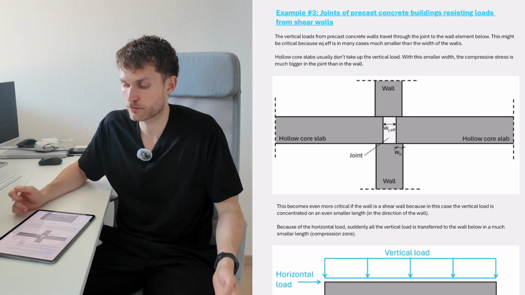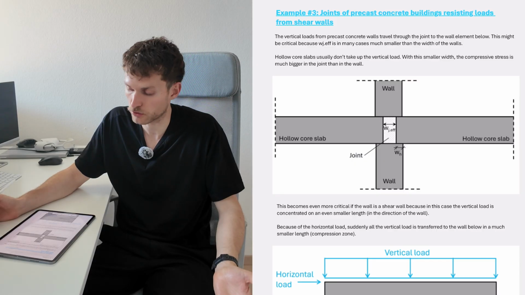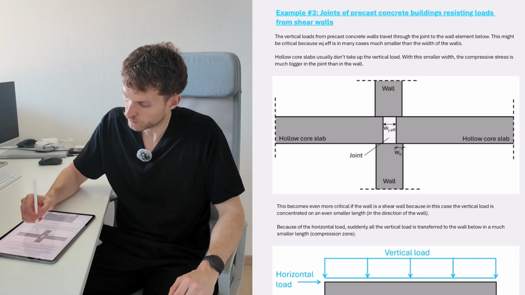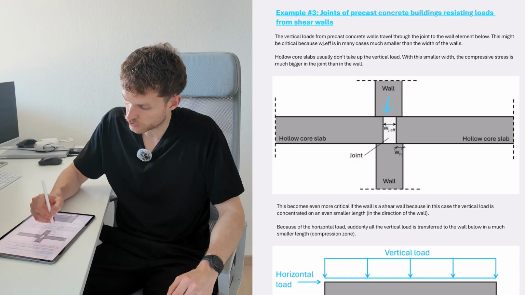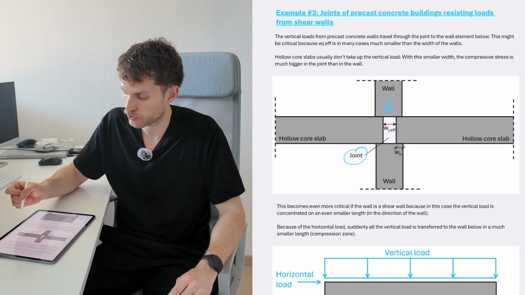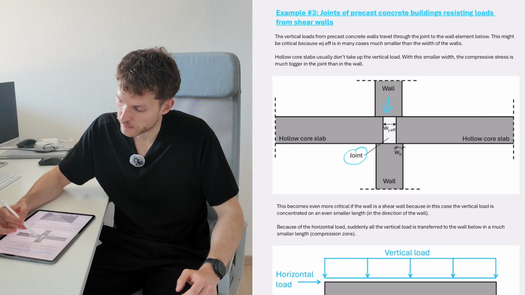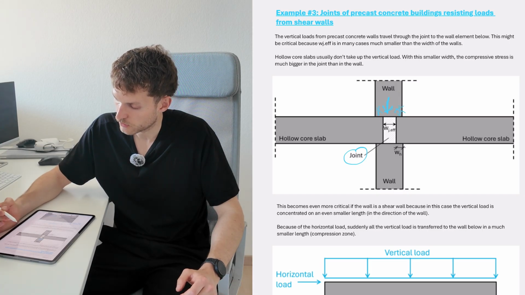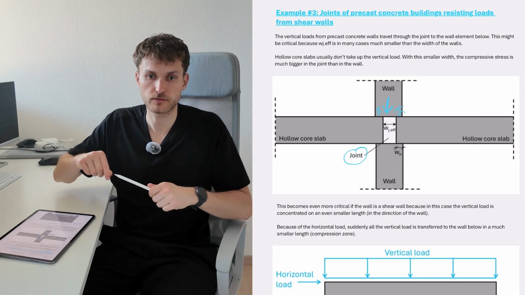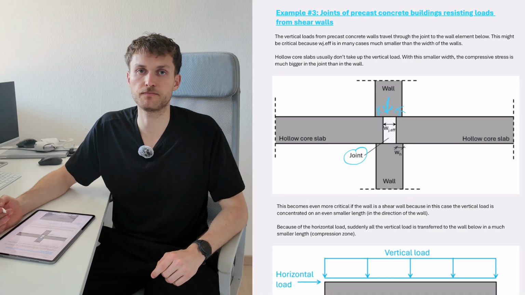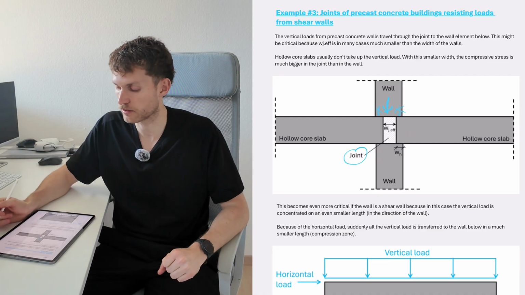Now, example 3, joints of precast concrete buildings resisting loads from shear walls. So the vertical loads from precast concrete walls travel through the joint. So you have a vertical load here, and they travel through the joint here. Because in precast concrete buildings, you usually have slabs that are hollow core slabs, and you usually don't apply any vertical loads on the slabs, because some parts of the cross section are hollow. So again, you reduce the area where you can transfer the vertical load by a lot.